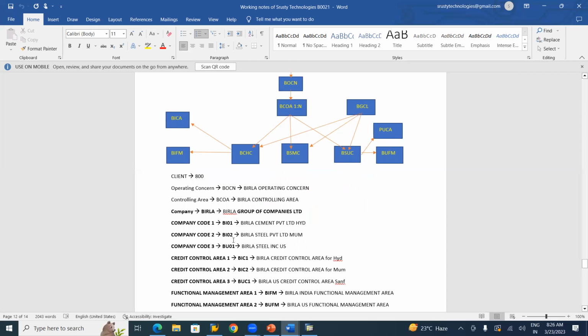We have one more company code called BI02. B is nothing but Birla Indian company code. So we have 3 company codes, 2 in India and one in the US. Here you can see BI02, Birla Indian 02 company, and their line of business is Birla Steel Private Limited, Mumbai. I'll take the same example for every batch, because if anyone is attending other sessions also, they may not get confused. That's the reason we follow the same thing.